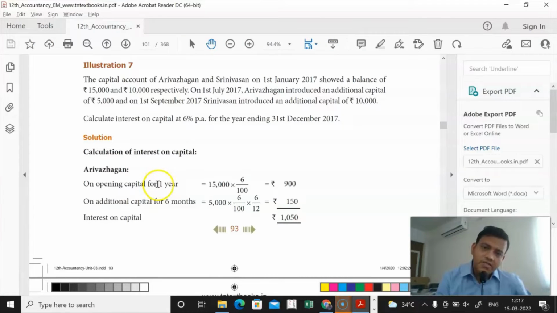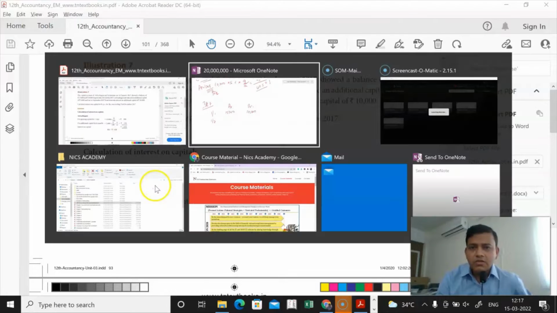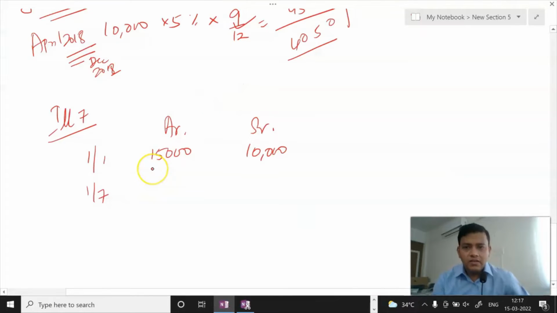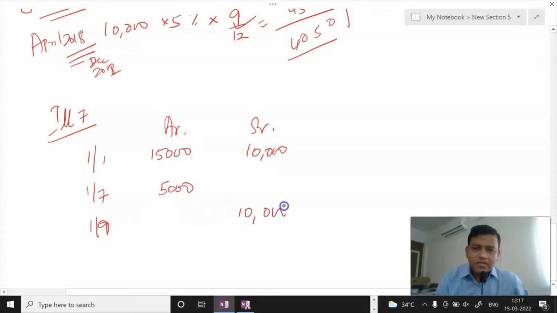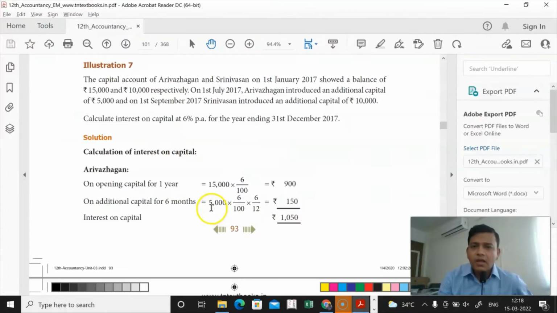On 1st September, Srinivasan is introducing 10,000. So Arivaragan on 1st July 5,000, and on 1st September 10,000 Srinivasan is introducing. Okay, now what is it? So this is the capital which has been introduced during the year. So on 1st July and 1st of September by Srinivasan. So you have to calculate the interest on capital at 6% per annum.